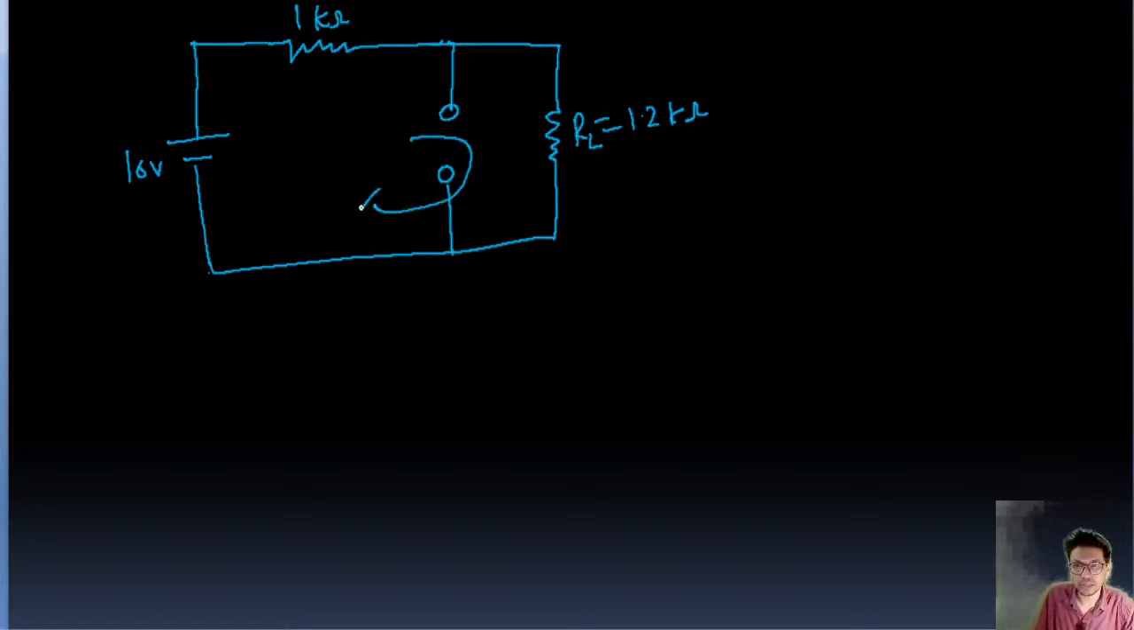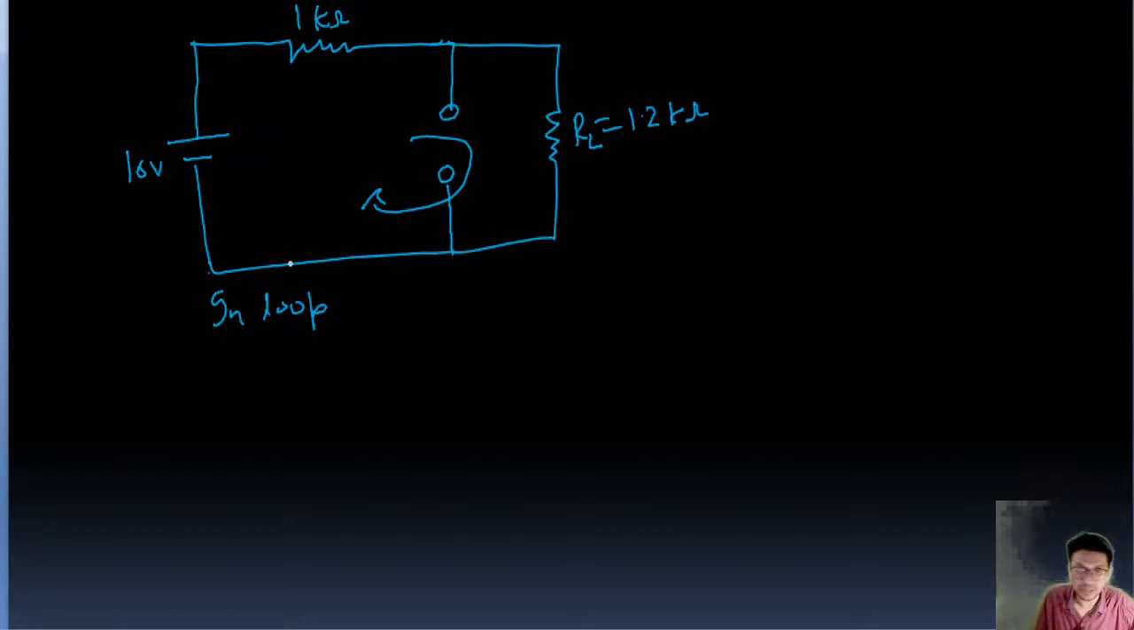Now we'll use KVL here. We need to remove the diode to check whether it is on or off, and with this we can find the value of V naught. If V naught is greater than Vz, then the diode is on. If V naught is less than Vz, then it is off.